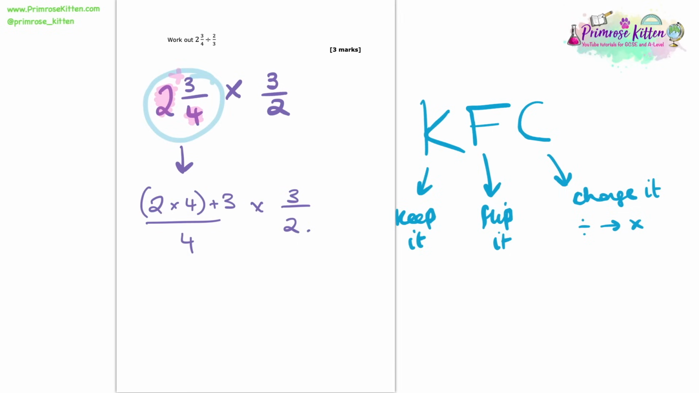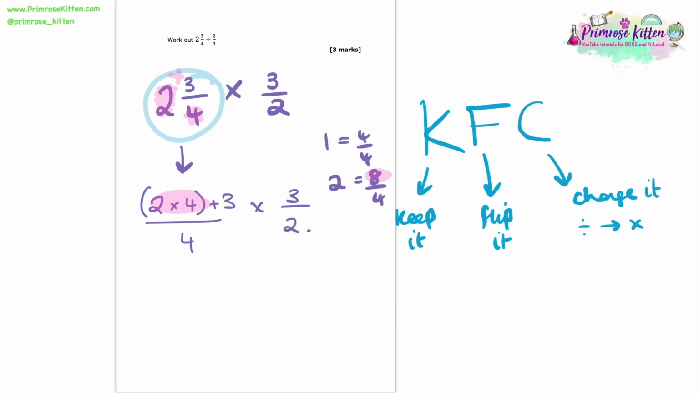The reason why we do that action is because each one whole is equal to 4/4. So if we had 2 wholes, that would be equal to 8/4. So that's why we did the 2 times by the 4. That was like a little shortcut to get our 8/4. And then to those 8/4 we have to add the 3/4.